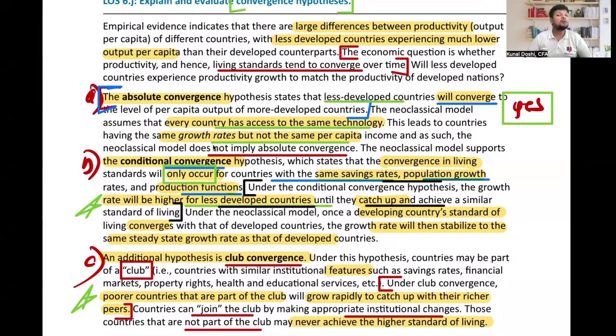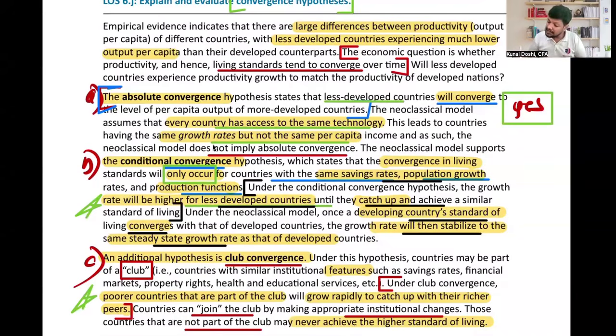And here they talk more about the convergence in the living standard. And that is related to several factors like the population growth rate or the savings rate. All right. Once a developing country's standard of living converges with the developed, the growth rate will stabilize at the same steady rate as the developed. So then eventually you will grow. So absolute convergence says it will happen. Conditional convergence says that it will happen if you meet those criteria.